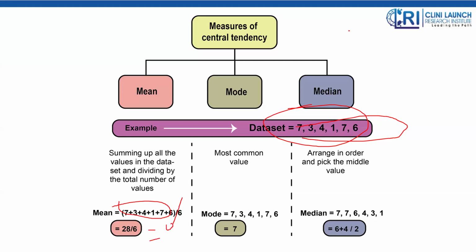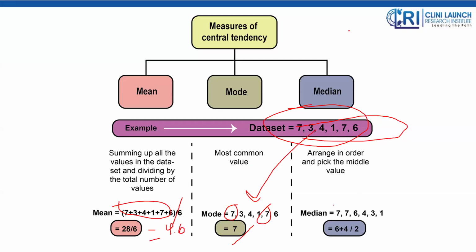6 fours are 24, and then you will have 4. So 6, what is 6 for 40? Yeah, 6 sixes are 36. So 4.6, like that you will get somewhere. Now, furthermore, what is the most repeating value here? 7. 7 is the mode over here. You got the 7. Then what is the median?